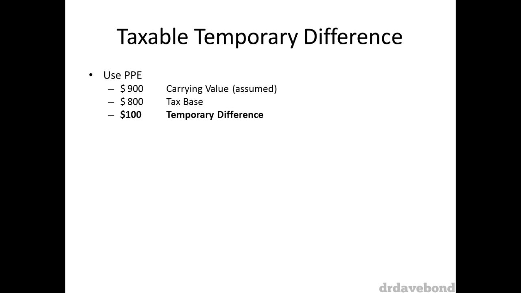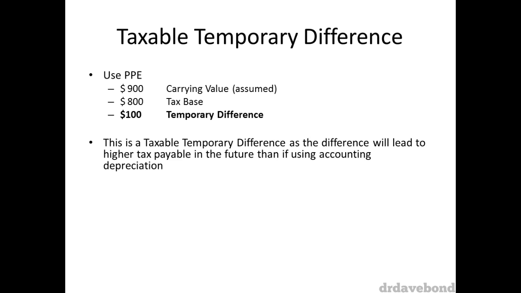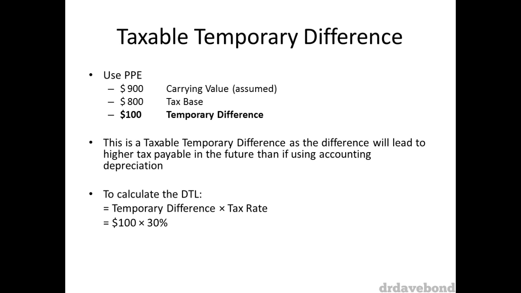For taxable temporary differences, let's use the property, plant, and equipment example from earlier. Assuming a $900 carrying value and an $800 tax base, we end up with a $100 temporary difference. This is a taxable temporary difference, as this difference will lead to a higher tax payable in the future than if the company was using accounting depreciation. If the company was using accounting depreciation, it would have had $900 worth of future deductions, not $800. To get the DTL, simply multiply the temporary difference by the tax rate, which gives us a DTL of $30.